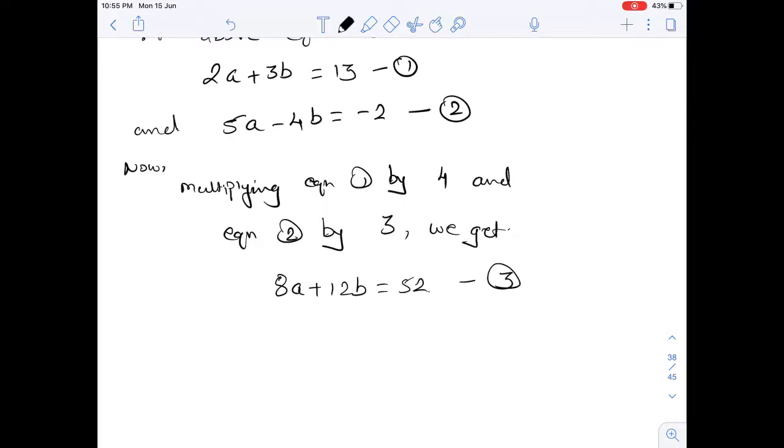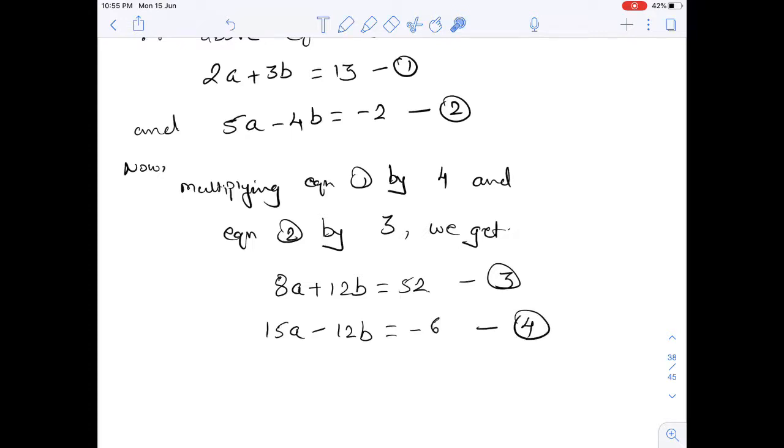Okay, now we have to multiply this equation, equation number 2, by what? We are going to multiply it by 3. So what will be our next equation? That will be 3 5s are 15a minus 12b equals minus 6. Okay, now this is our equation number 4.